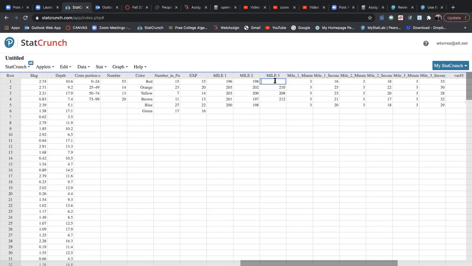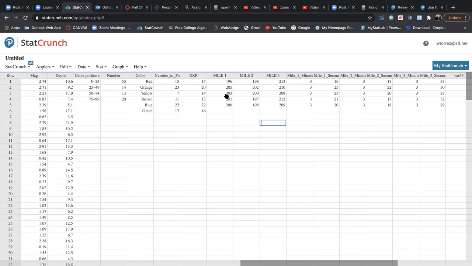Okay, I mistyped the data here. Mile 3, 213 is the first data point. 210, 208, 212, and 209. Okay, now this looks right. So those are our three populations, our three samples.